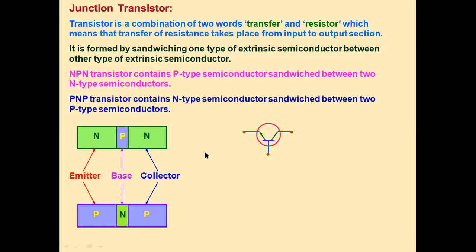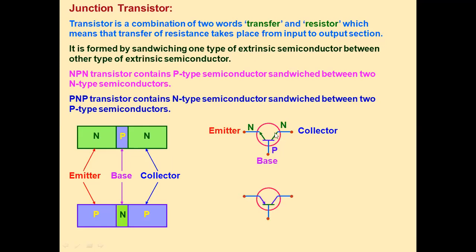This is the symbol of this NPN transistor, and in this NPN transistor, this arrow is in outward direction. This is the emitter terminal, base terminal, and collector terminal. Emitter, this arrow indicates the direction of current along the emitter terminal, collector, base, and the emitter. This is the symbol for NPN transistor.